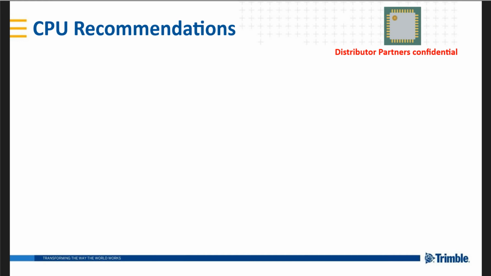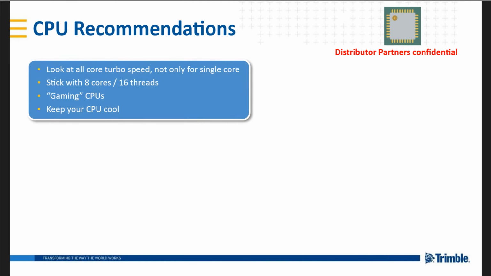Starting with the CPU, a fast CPU is of course the key message here. So look at the all-core turbo speed, not only for a single core. From our side, we recommend sticking with 8 cores or 16 threads, more or less going with a gaming CPU. And of course, the most important one, if you have a large data set, is cooling down the CPU. It's important not to let the CPU overheat during the processing.